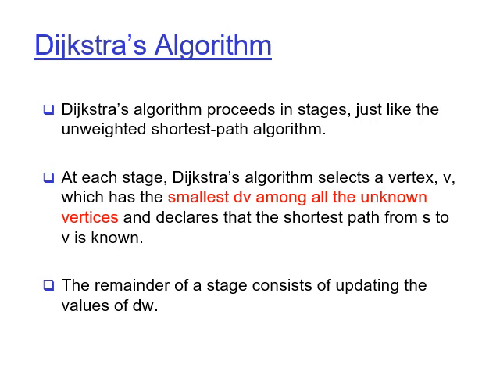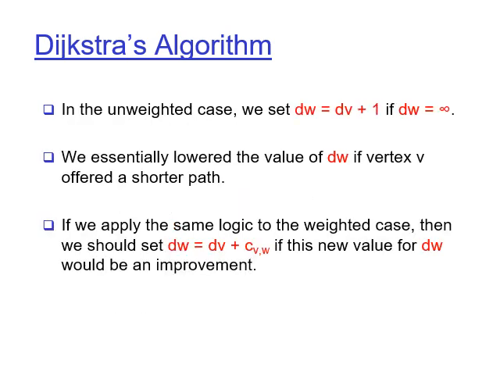So the remainder of a stage consists of updating the values of dW. Based on our selection of V, I will update the neighbors of V. Let's move on. In the unweighted case, what was our rule for updating? The distance of W, the adjacent nodes of V, dW was equal to dV plus 1 if dW was infinity.